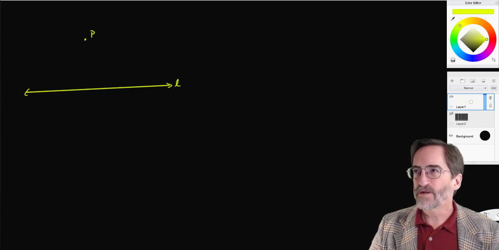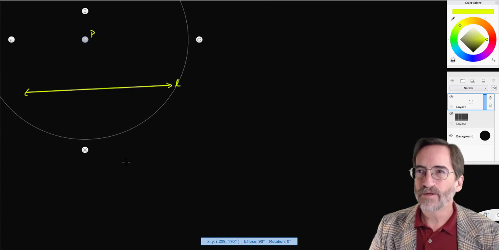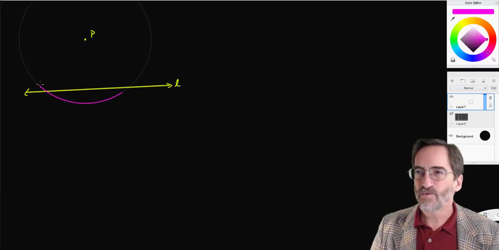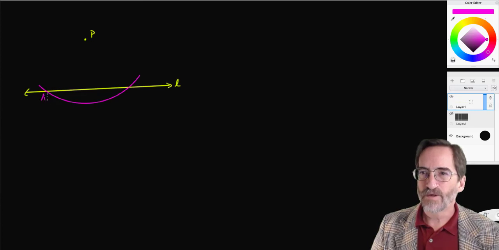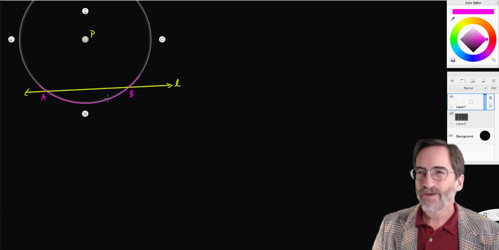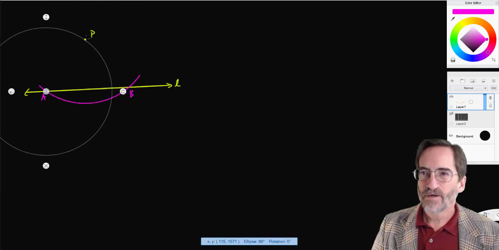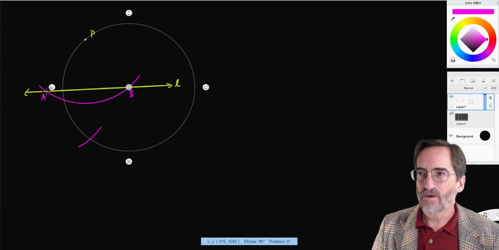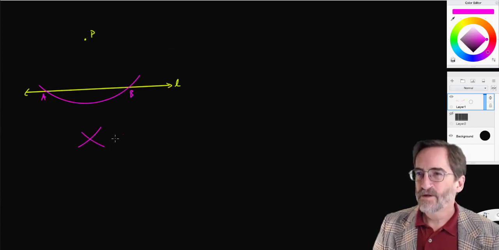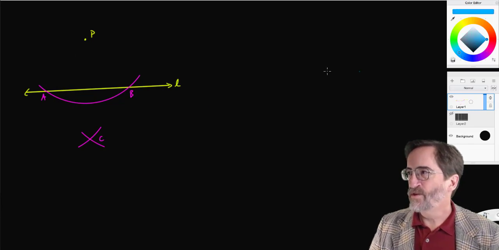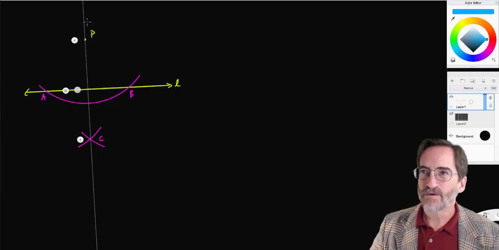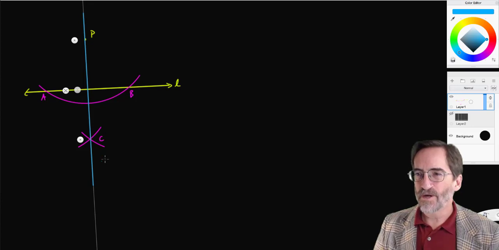In order to construct the perpendicular through P to L, put your compass point on P and draw a circular arc that crosses line L twice, resulting in the intersection points A and B. And then we're going to draw an arc from A below L and an arc from B below L, but the arcs from A and B are copies of each other, same setting, resulting in intersection point C, and then draw a line through P and C. Okay, so that's how you construct a perpendicular through a point not on a line.